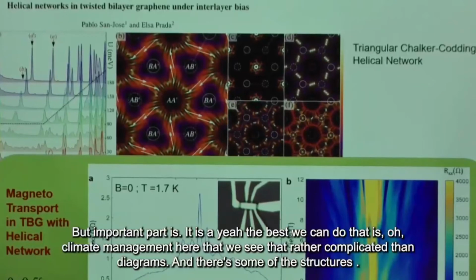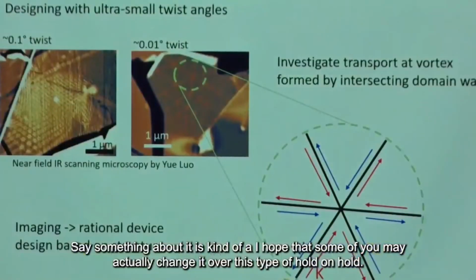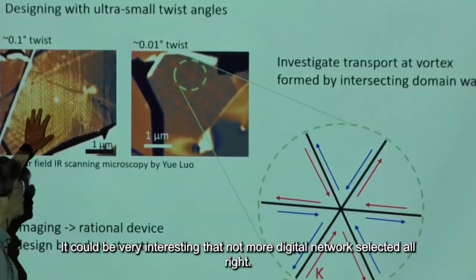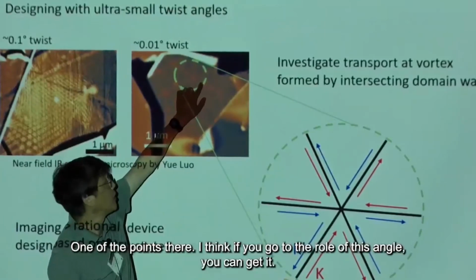We see rather complicated diagrams, and there are some structures there. For example, there is too much disorder to say something definite about this kind of network, but certainly these would be interesting observations for experiments that we can do. And I hope that some of you may carry out this type of experiment. Furthermore, it could be very interesting not only to look at the network, but to select out one of the layers there, one of the points there.